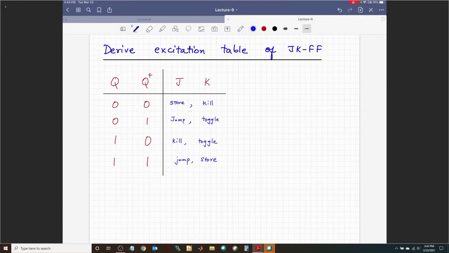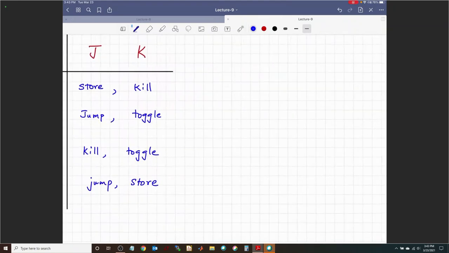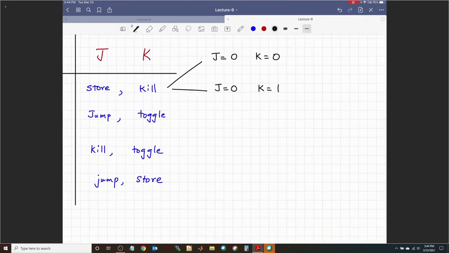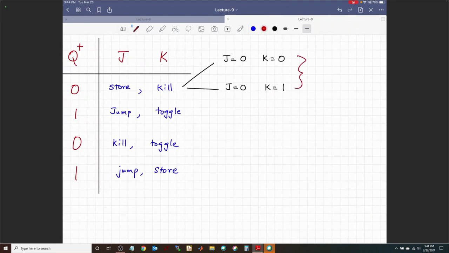Kind of a crucial step, this one. Now let us try to take a look at what does this store. So let's take a look at store and kill. What are those going to be? Store and kill. Jump equals set, kill equals reset. That's right. So if I want to store, what should be J and what should be K? And if I want to kill, what should J and K be? 00 and 01, right? So if you combine these two, it looks like J has to be a 0, but you really don't care about K.